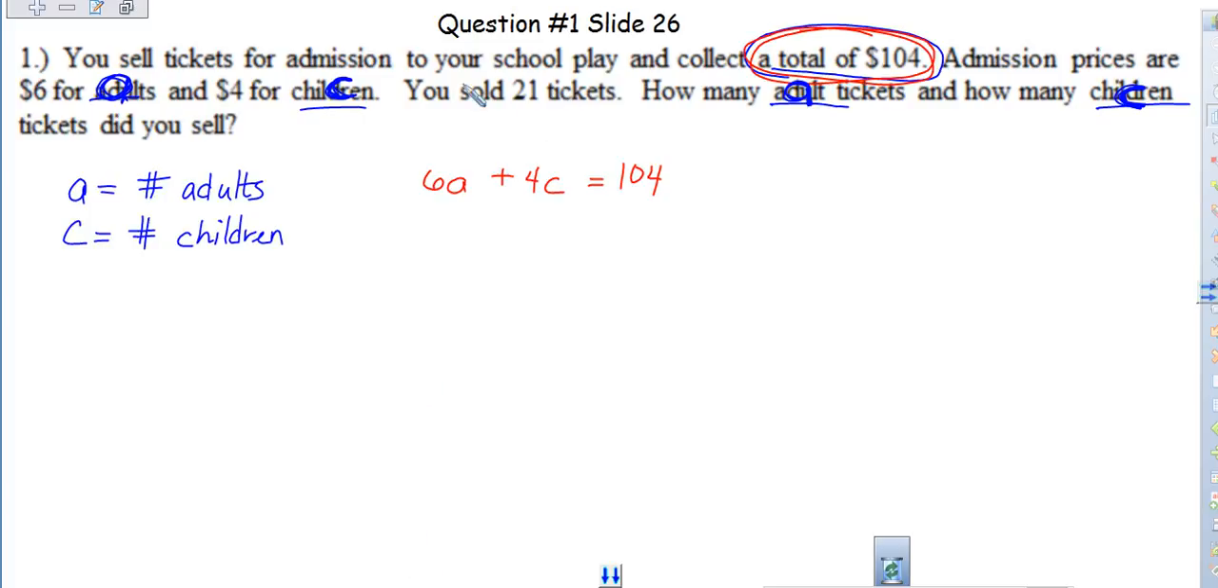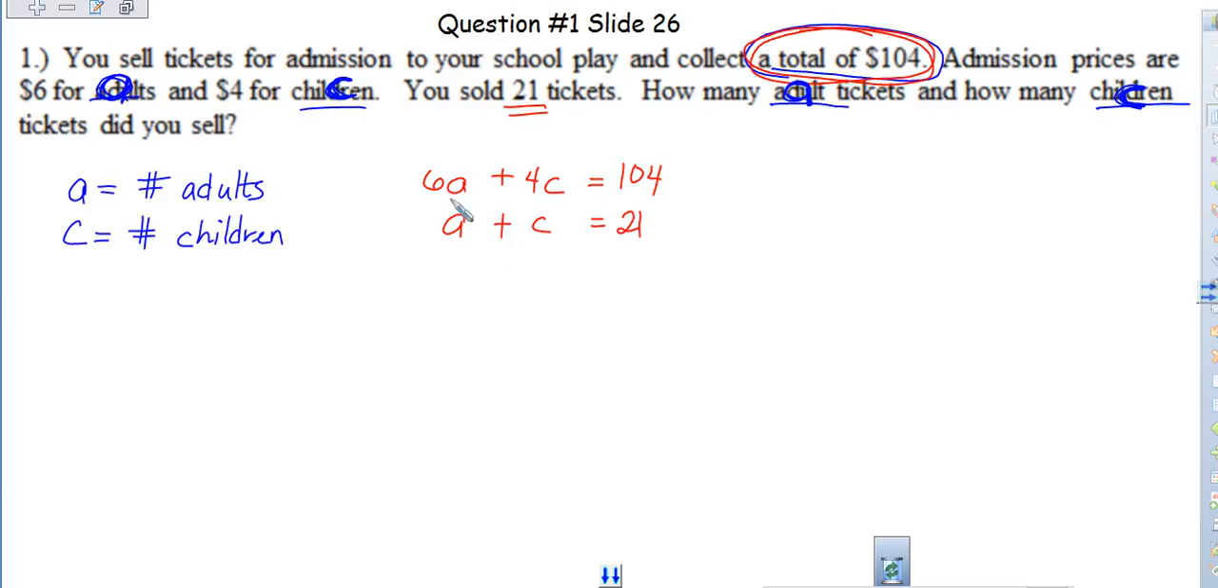Okay, now it says we sold 21 tickets. Well, the different types of tickets are adult tickets and children's tickets. So if I took the number of adult tickets and added it to the number of children's tickets, it would equal 21 tickets, right? So now again, as you're seeing, this could also be solved by elimination. But what I'm going to do this time, instead of solving it by elimination, I'm going to show you that you could have solved this one by substitution, just to give you a different take on it.